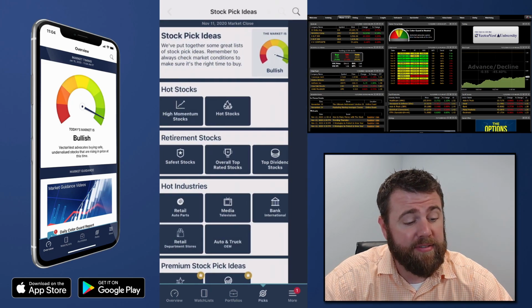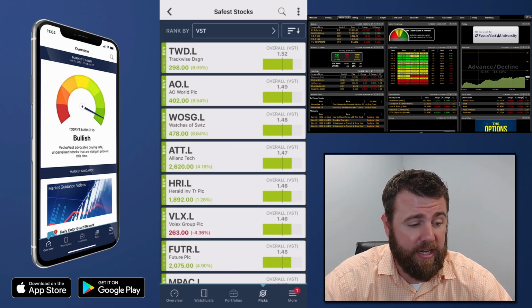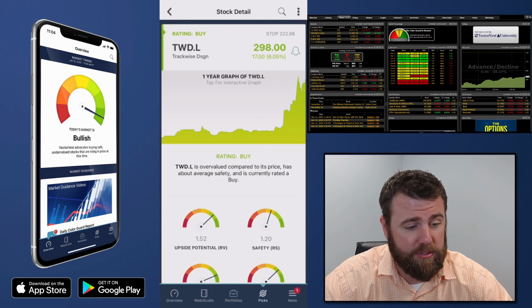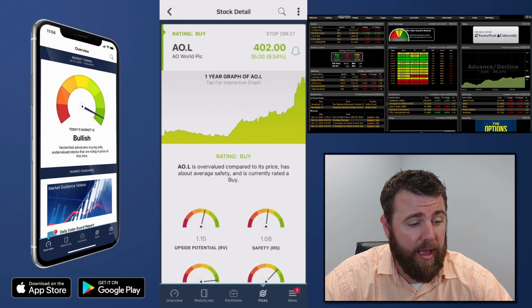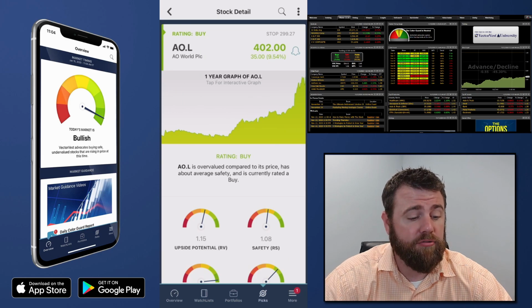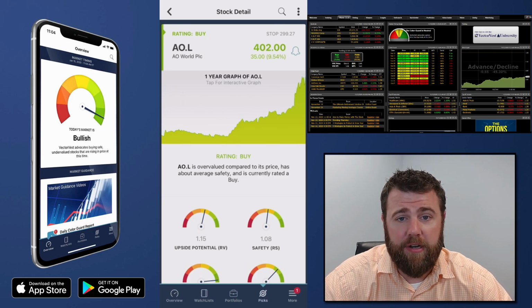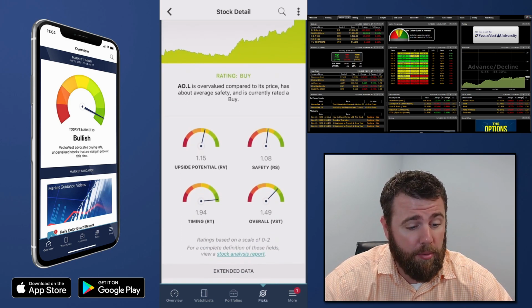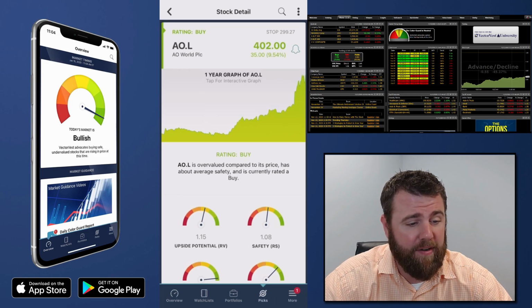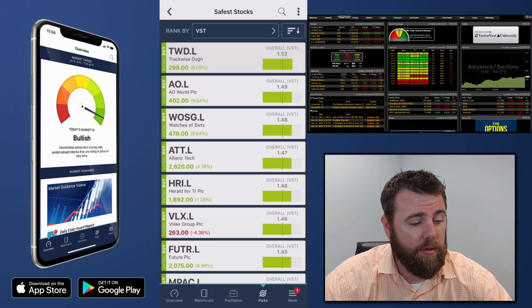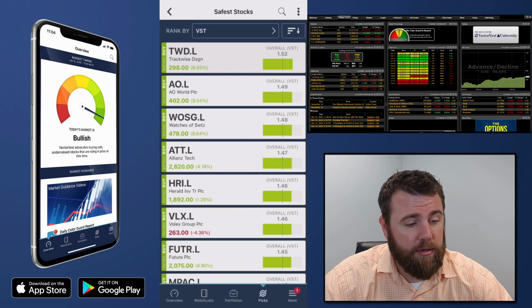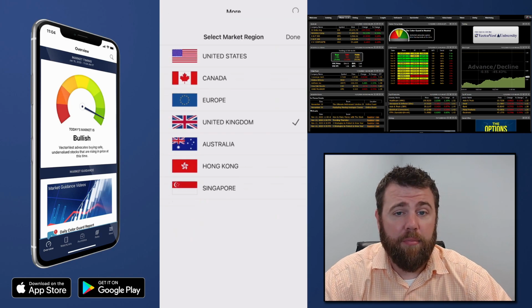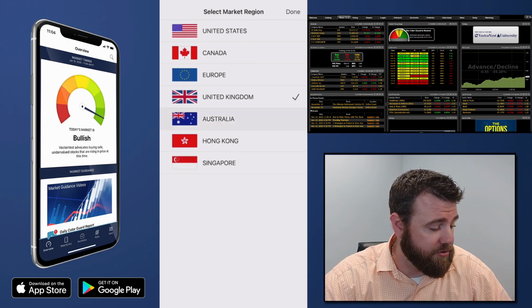We take a look at some of the safest stocks. TWD, once again, taking the number 1 spot. AO.L, great long-term potential, solid fundamentals, really strong momentum. So yeah, stock's definitely favorable. Let's go ahead, take a look at the next market we got on our list. So Australia.